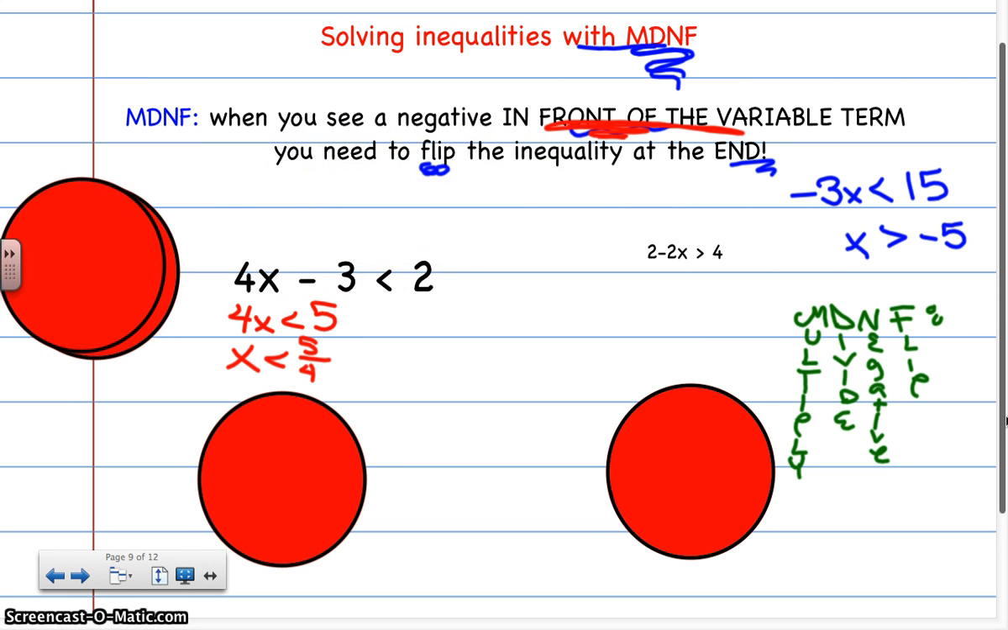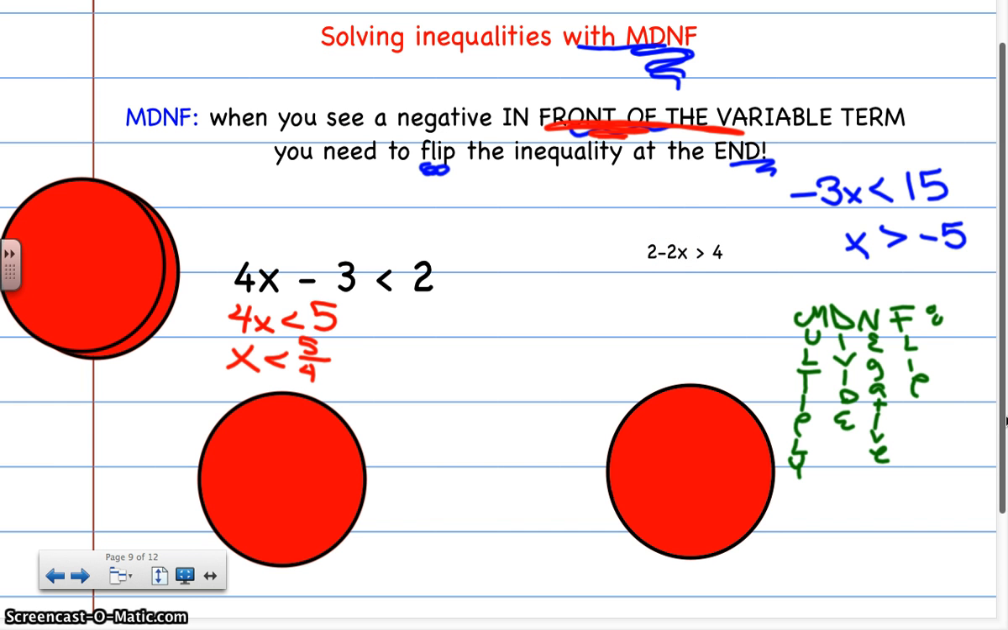Am I going to MDNF this one? Yes. And how can I tell? There's a negative in front of the variable. There's a negative right in front of the variable, exactly. If this looks like a negative 2x, there's a negative in front, so that is the important part.